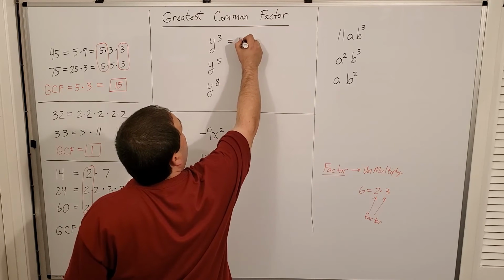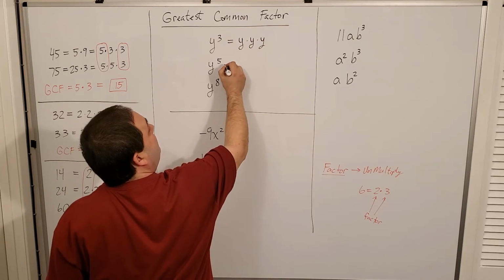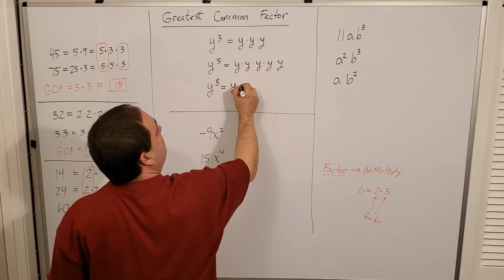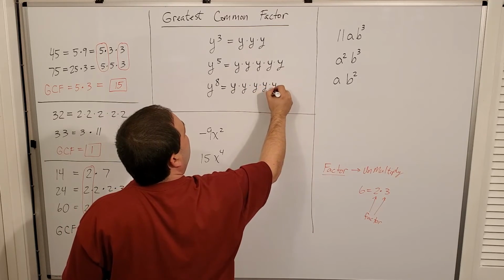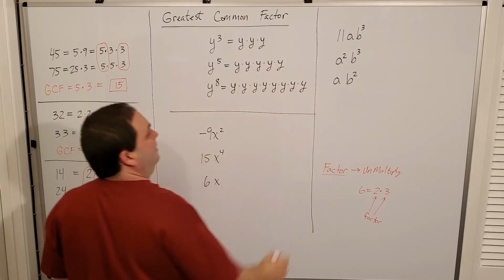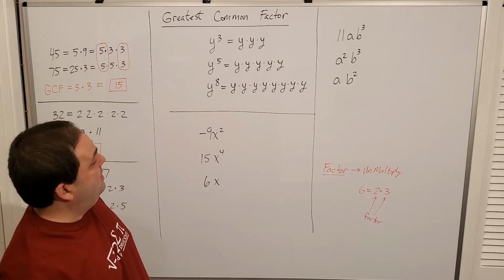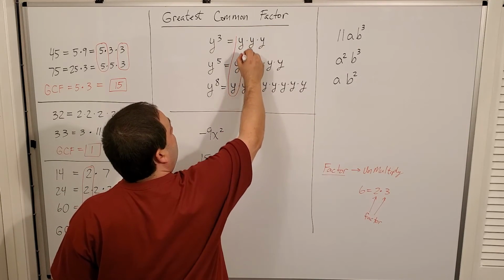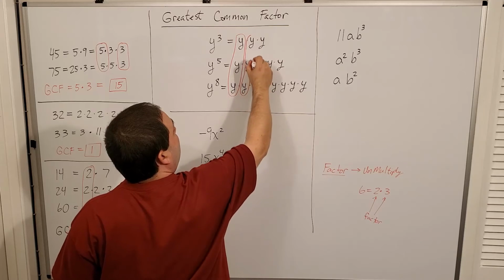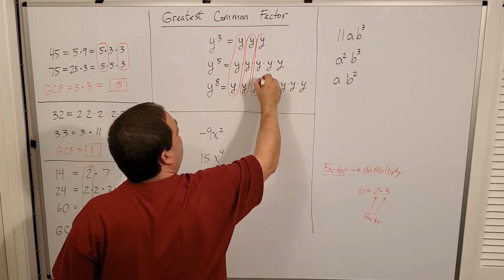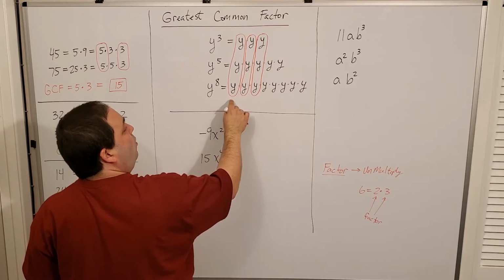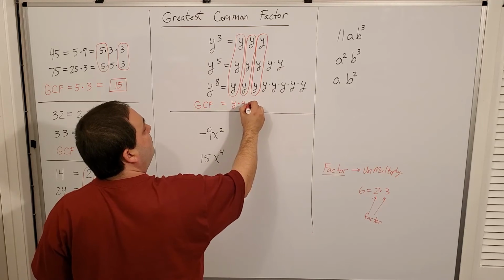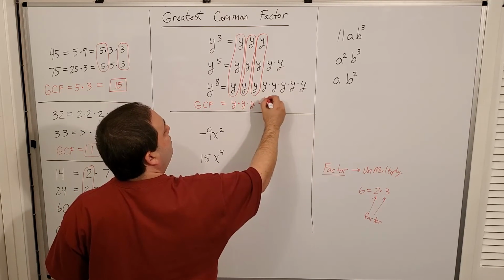So let's write it out, right? I have 3 of these. I have 5 of these. And I have 8 of these. Right? Well, let's see. What do they all have in common? I see a single y, another single y, and yet another. So that means I have y times y times y for my GCF. Or in other words, y cubed.